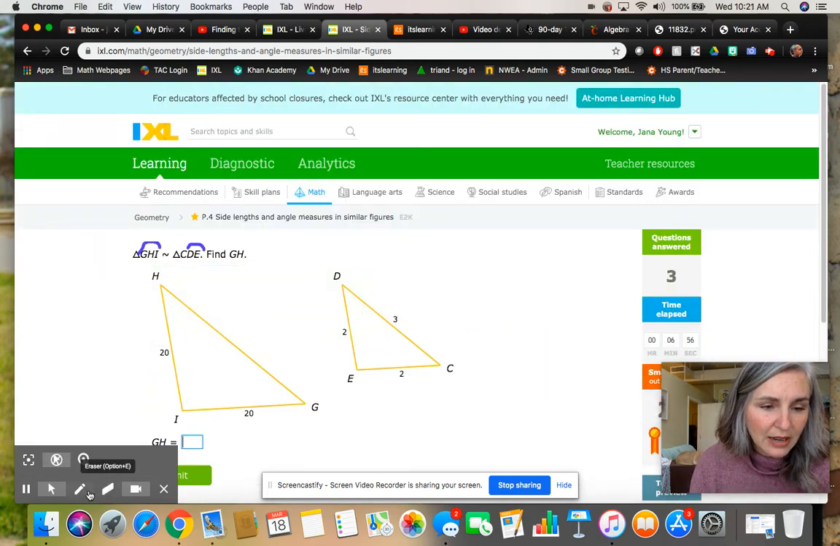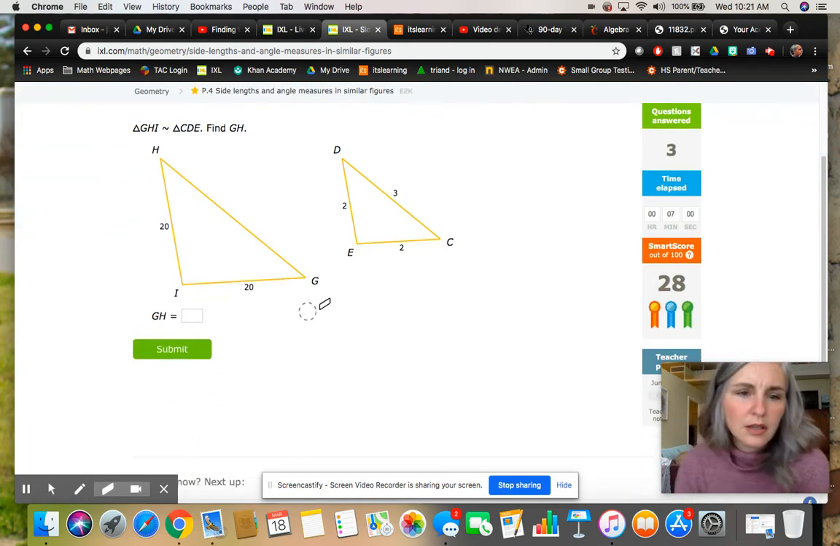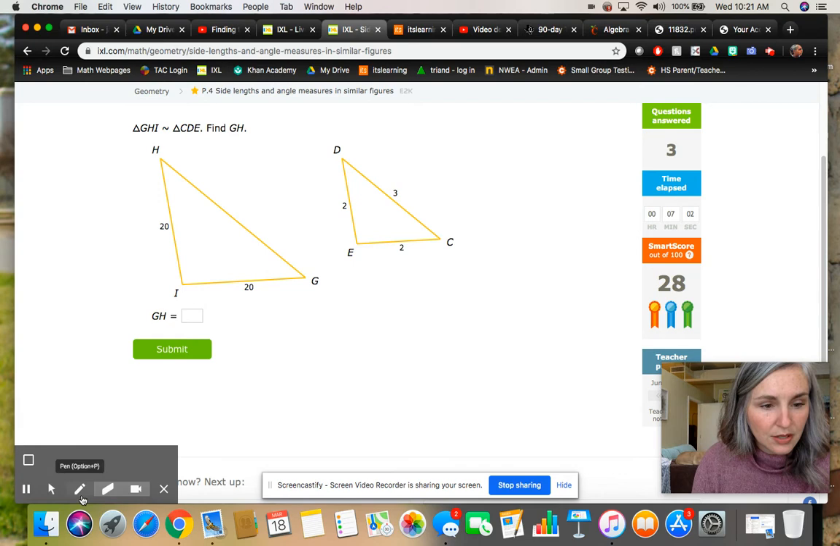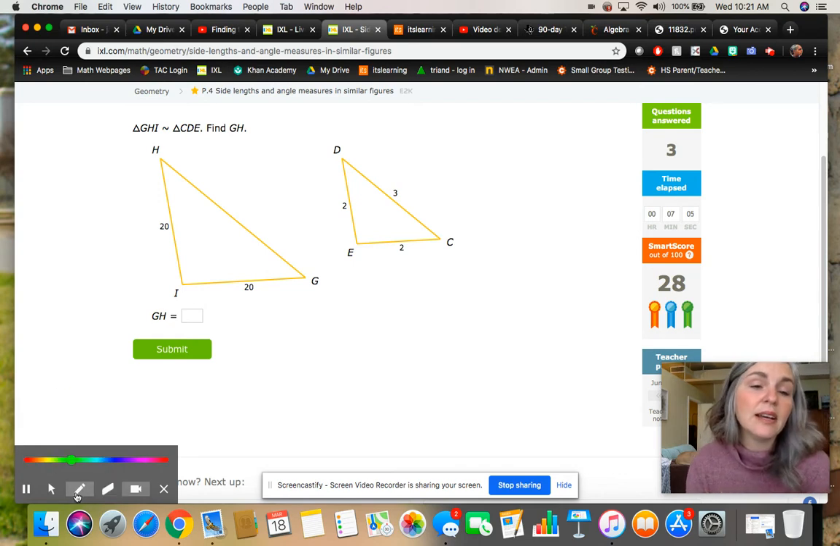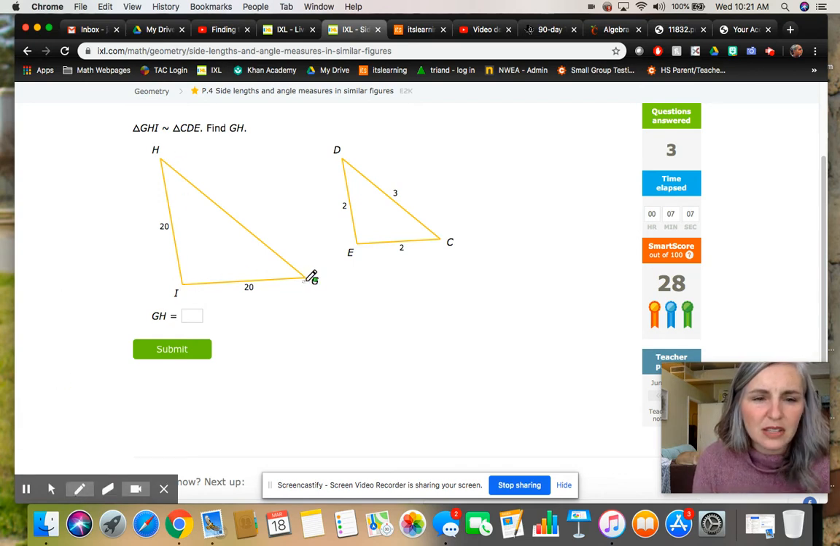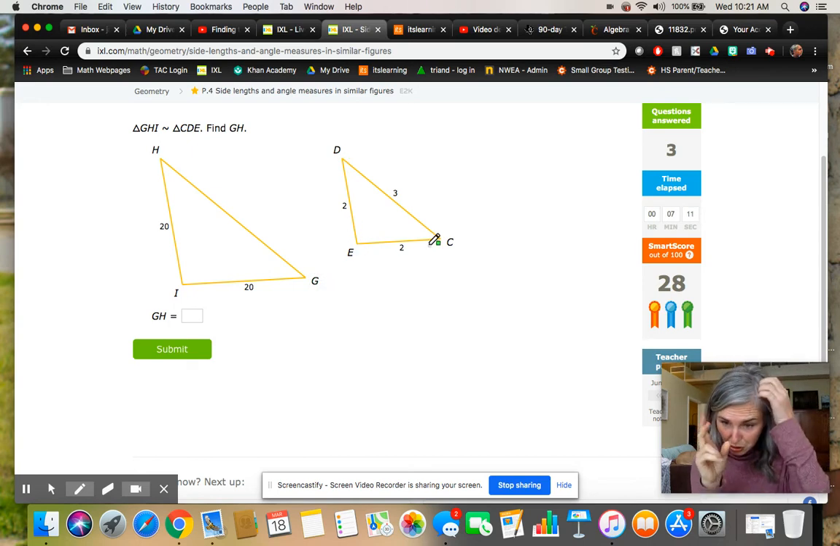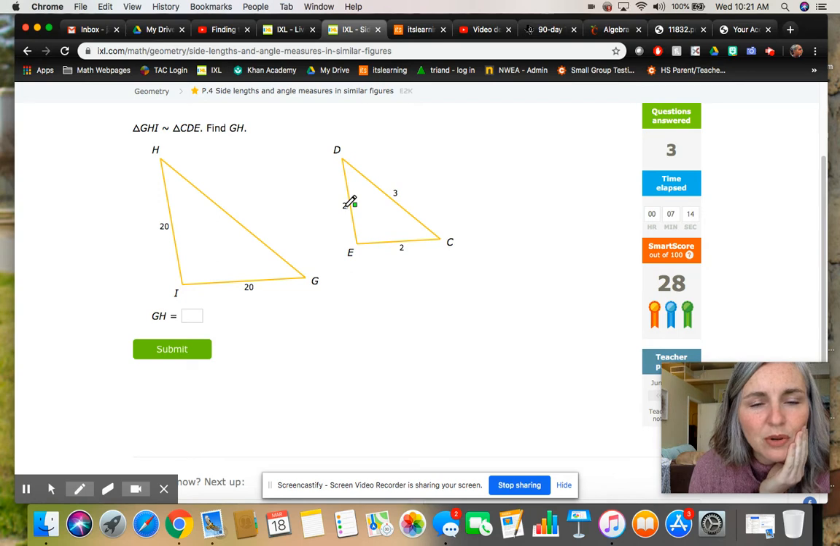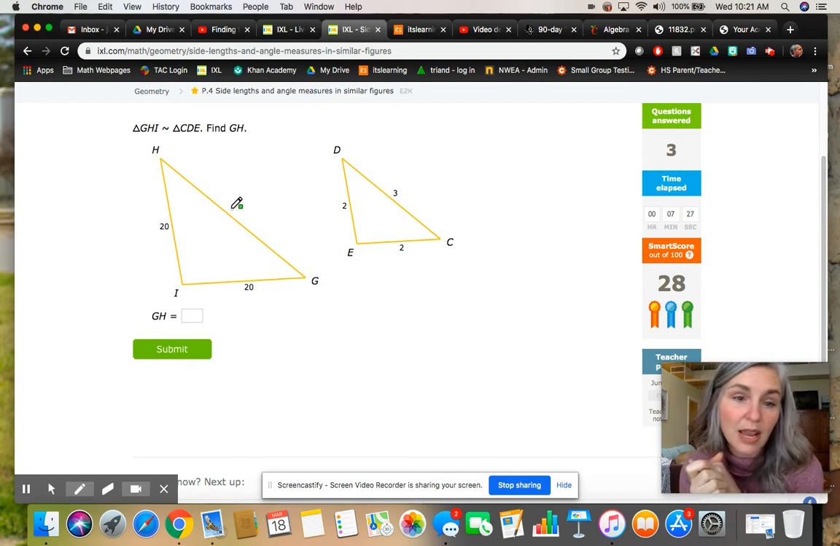So let's do that again. Just looking at it, I've got these two 20 sides, which are going to be proportionate to these two sides. If I were to multiply 2 times 10, I would get 20. I've already been told they're similar, so I know they're going to have the same proportion. So 2 times 10 is 20, 2 times 10 is 20. So 3 times 10 is 30, which is probably going to be my answer.